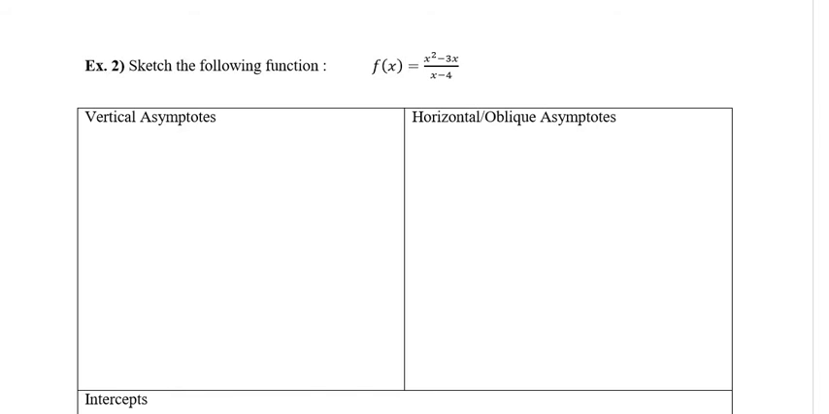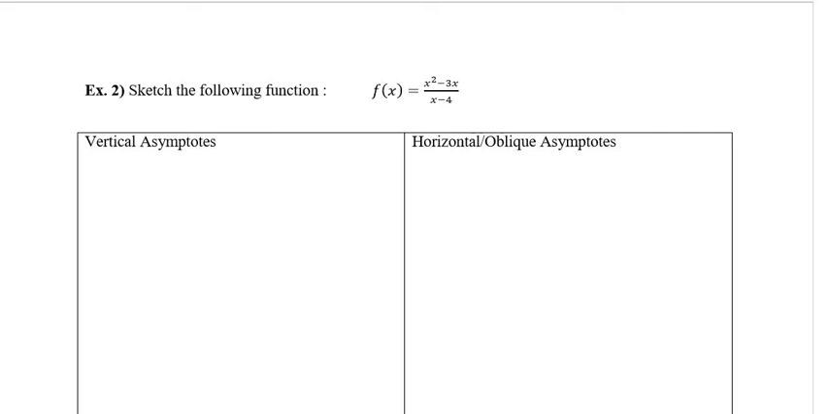So same basic process. We're going to find the asymptotes, the intercepts, the maximum and minimum points, and the intervals of increase and decrease, and then find the inflection points and the concavity. So let's start with the vertical asymptote. For the vertical asymptote, we're just going to set the denominator equal to 0. And we're going to get x equals 4 as our vertical asymptote.